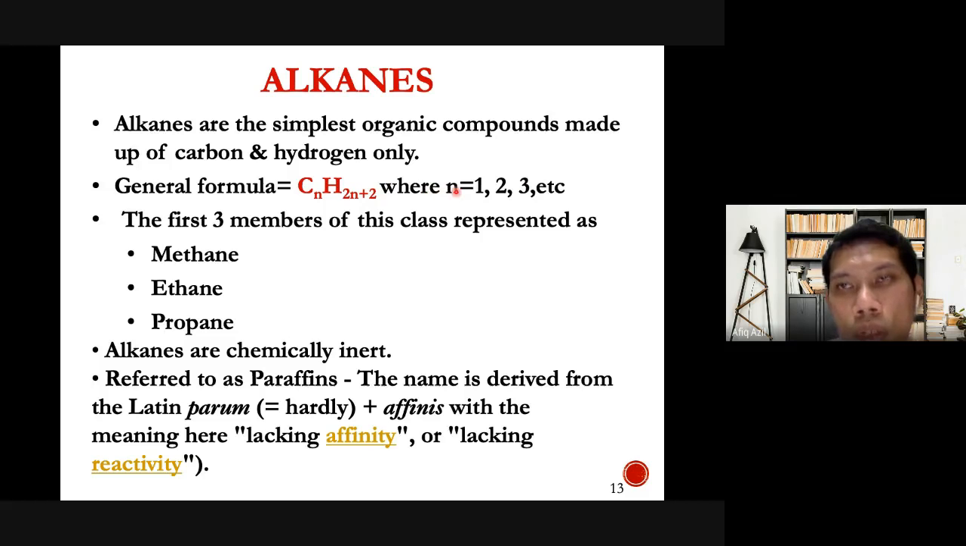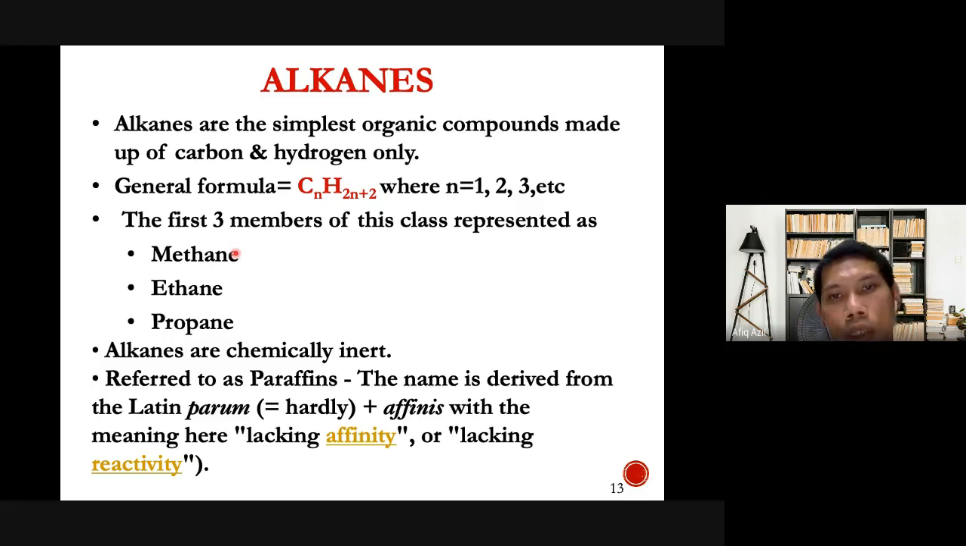If there are two carbons present, for example, we replace with C2 over here, and then 2 times 2, which is 4, plus 2, so that will be 6. So C2H6. You can try replacing to see, let's say you have 50 carbons, so there will be C50, and the amount of hydrogen can also be identified: 2 times 50, which is 100, plus 2. So there will be 102 hydrogens bonded to these 50 carbons.